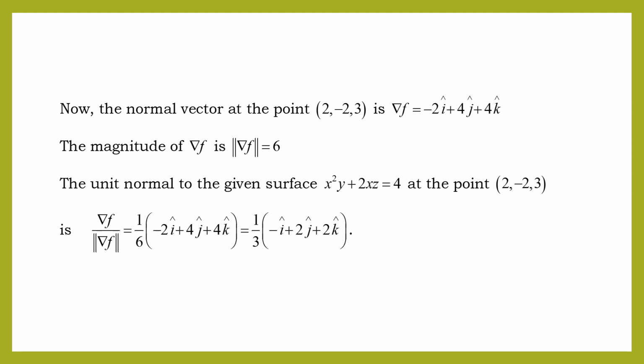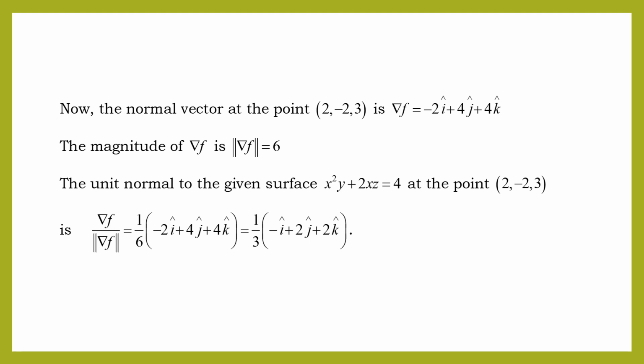But here we have to observe one fact. Why is this value del f by norm del f called a unit normal? Suppose that n cap equals this del f by norm del f. Then n cap becomes what? 1/3 times (−i cap + 2j cap + 2k cap), which is the value of del f by norm del f. It is a unit normal.